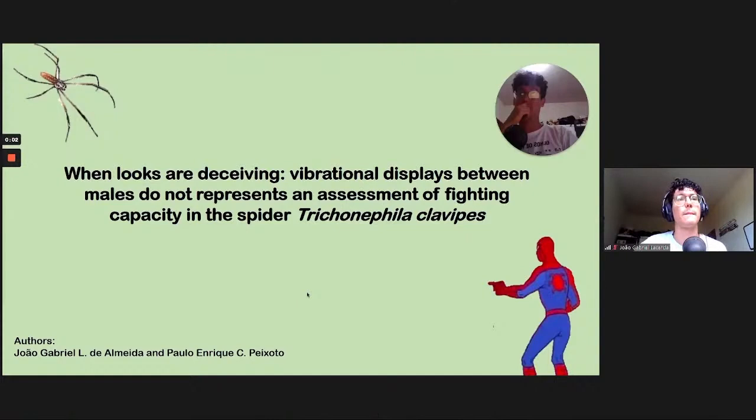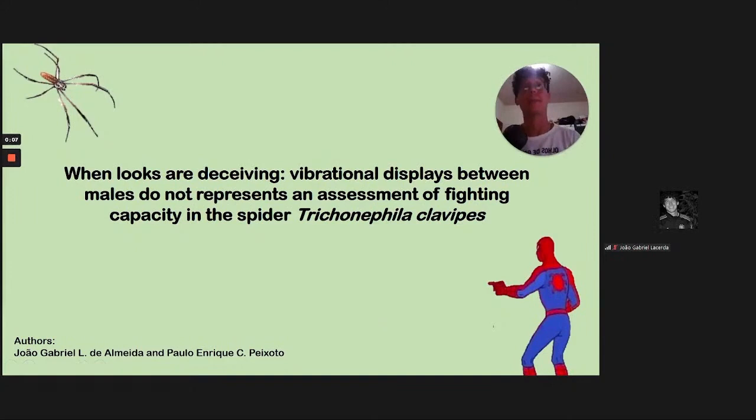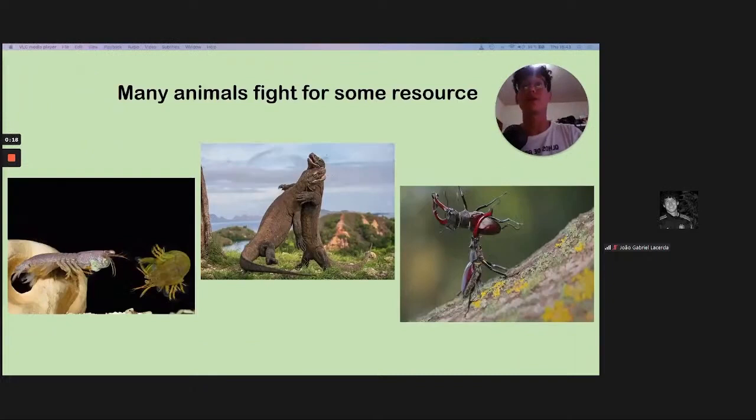Hi everyone, in my presentation I will talk a little bit about an intriguing behavior of an orb-web spider and how this behavior can help us understand animal contest dynamics. Okay, so many animals fight for some resource. This resource can be shelter, food or mating partners. However, these fight structures are not always the same.